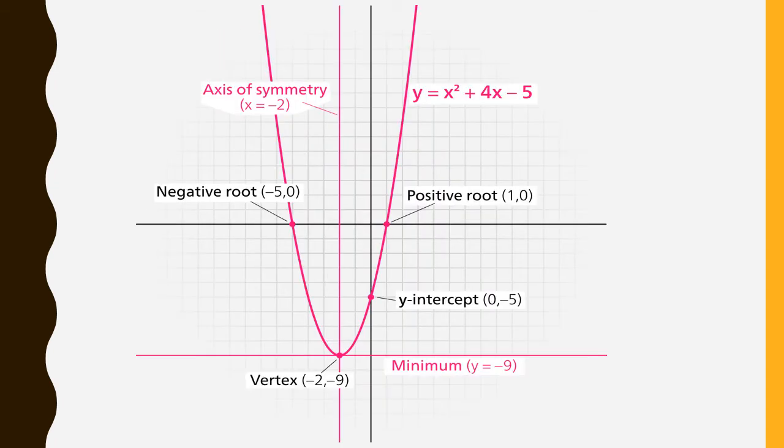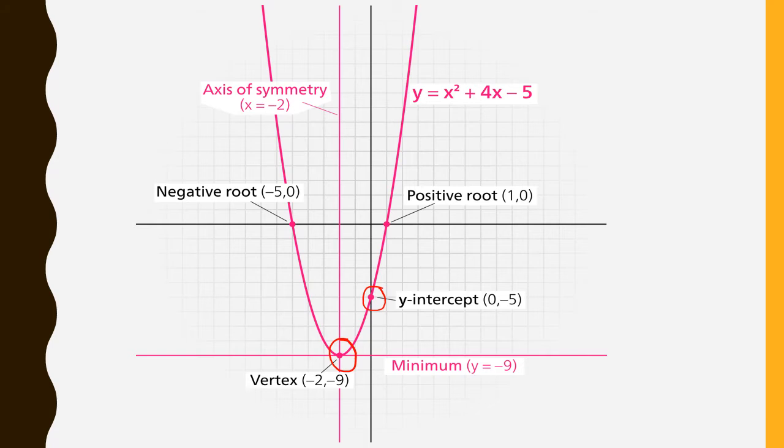So let's take a look at this parabola. This parabola represents a quadratic equation, which is y equals x squared plus 4x minus 5. If you look at this graph, you'll find that we have the vertex at (-2, -9), which is the lowest point of the parabola. That includes the minimum, which is -9. It also has a y-intercept of -5.